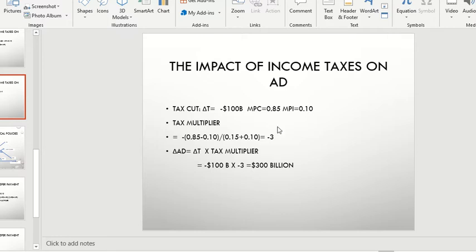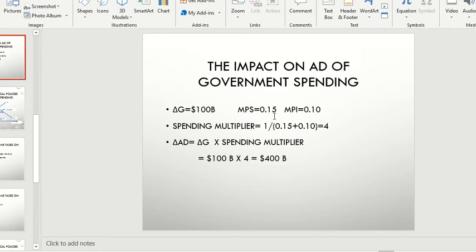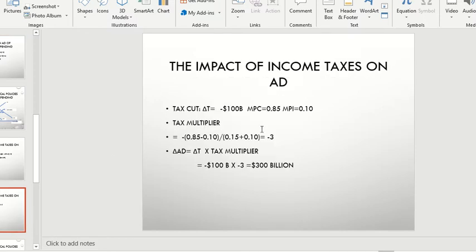Another thing that we observe is that the size of the income tax multiplier is actually smaller than what we have for the government spending. So let's go back to the government spending. Previously, when we calculated the spending multiplier for government spending, that was 4. But with income tax multiplier, it is 3. Okay, so ignoring the negative sign, it is 3. So it is a smaller multiplier.